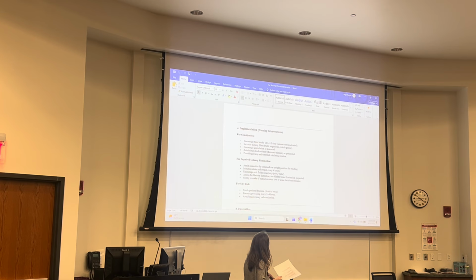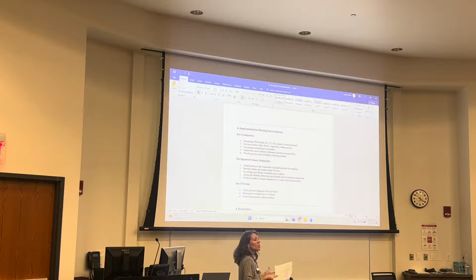Okay, and then just communicating, notifying our provider, keeping them aware of any issues if they are having the low output and the dark concentrated urine. All right, and then moving into the risk for the UTI. So again, it's going to be a lot of education.